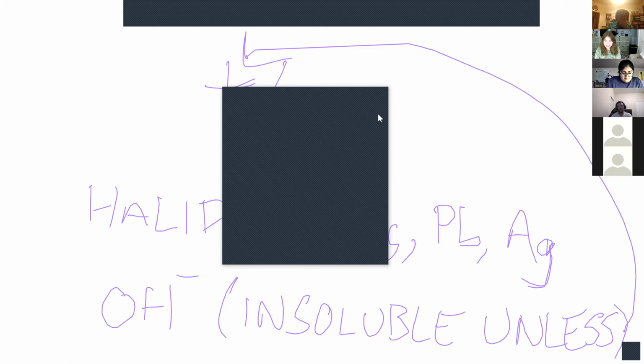No, wait, that's the wrong word. Everything with a charge is an electrolyte, but not everything with a charge is soluble. Everything with a plus or minus one charge is soluble, except for these exceptions that are down here.